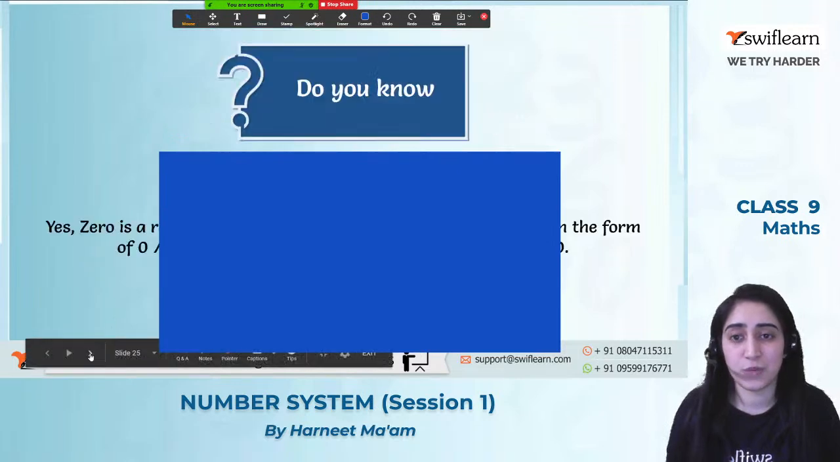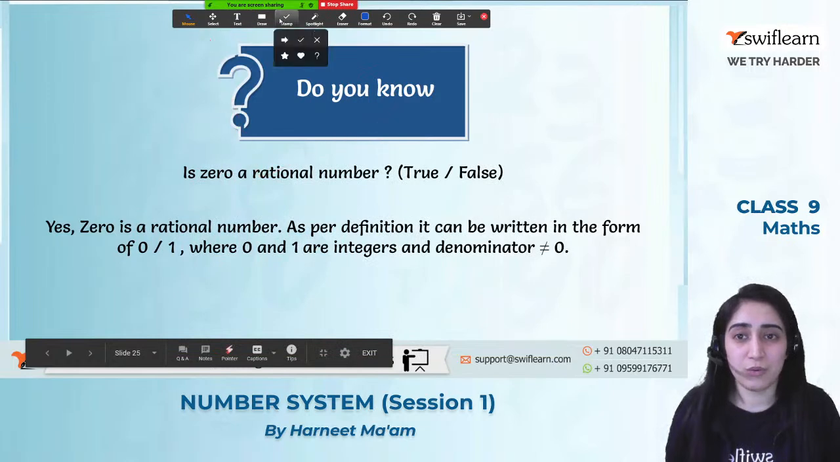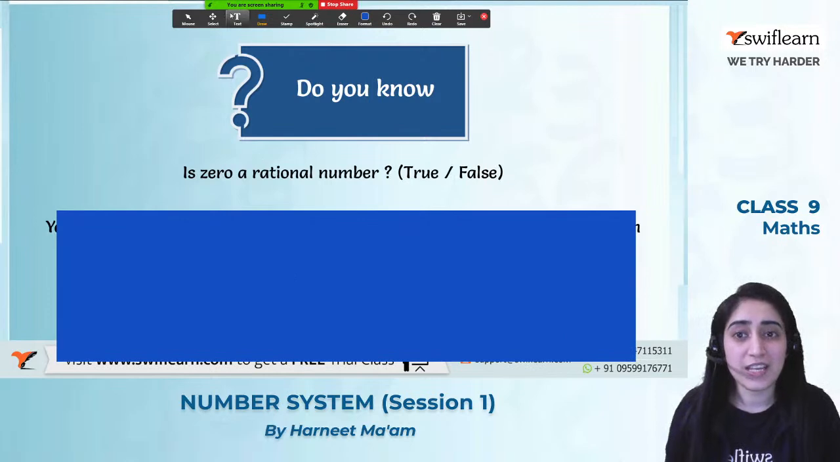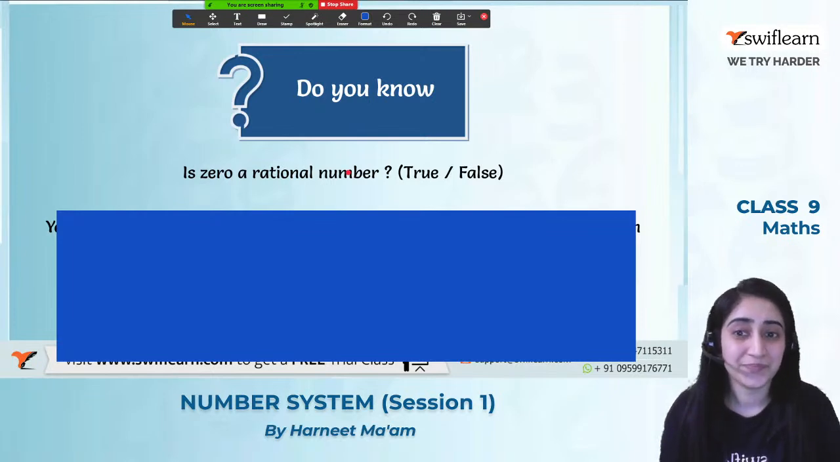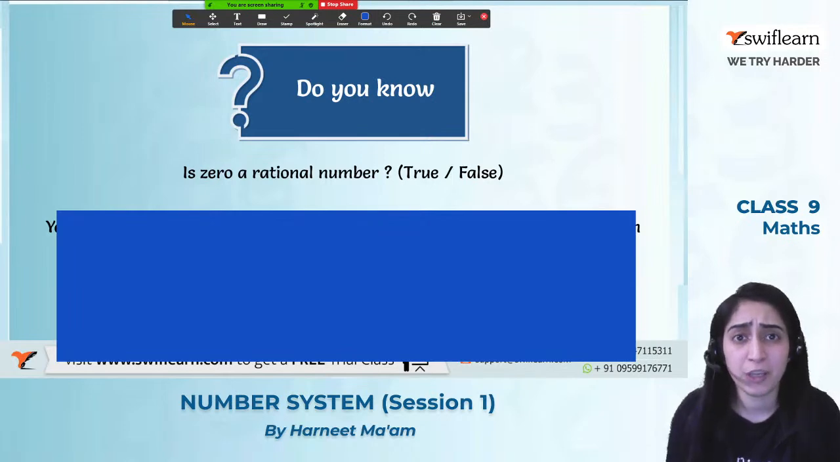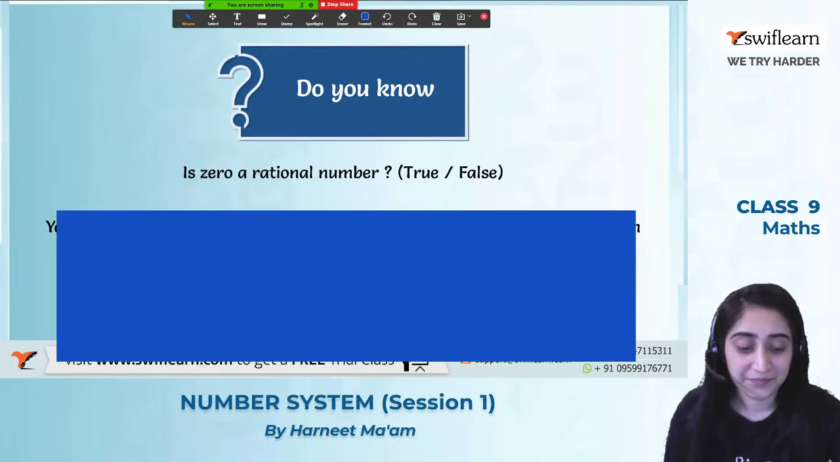The next one is not really a question. It's something which I wanted to tell you, have you ever thought of this or not? Is 0 a rational number? When I say is 0 a rational number, is it true or false? Yes, if I say 0 is a rational number, I'm telling you 0 is a rational number. Will you agree with me, or will you say, no ma'am, you are saying something wrong? What will you say?